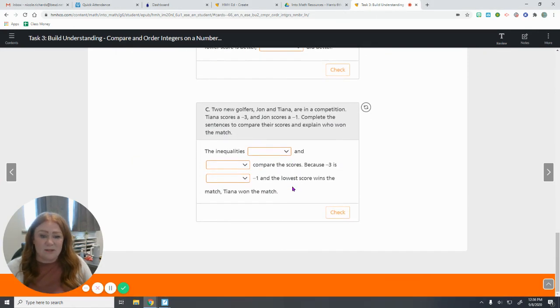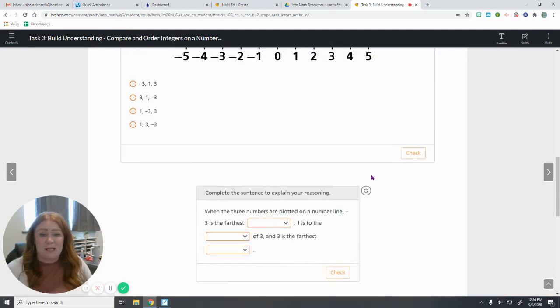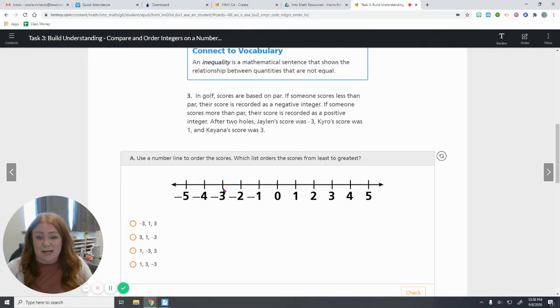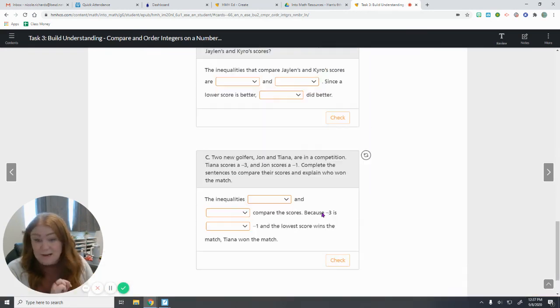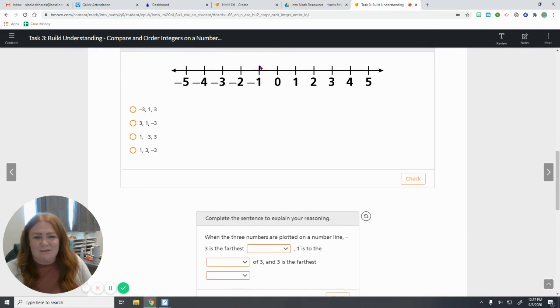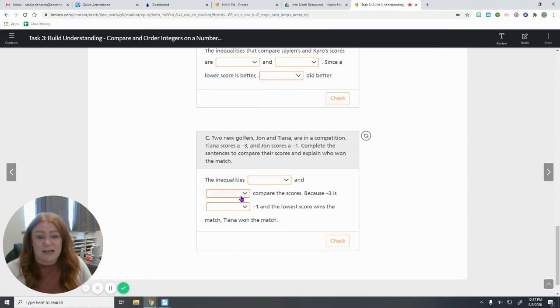And C, your last problem for today, says two new golfers, John and Tiana, are in a competition. So Tiana gets a -3 and John scores a -1. So tell me the two inequalities that we could use to compare their scores. So think about those on a number line. You've got a number line up here. So John had -3. What was her name? Tiana, not Kiana, had -1. So think about those and write me those two inequalities and tell me which person would win there.